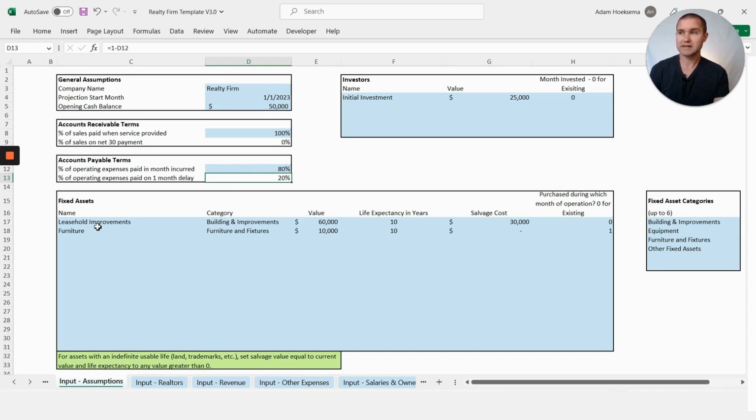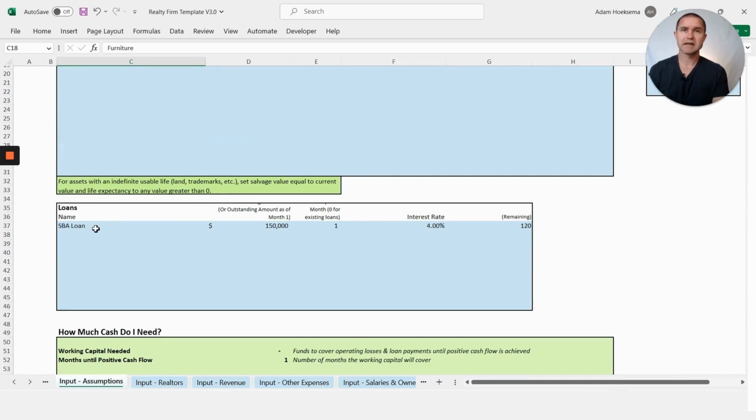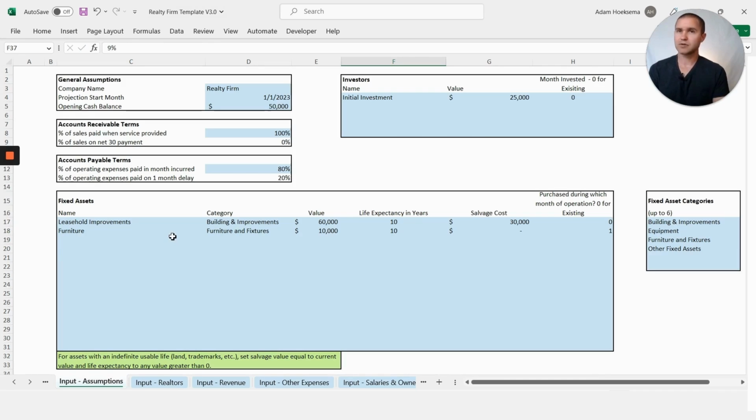All right, we also have the ability to add in fixed assets. So if perhaps you own your own office, you could actually put in a building. In this example, we have leasehold improvements. So we're assuming you're renting an office and then have put in $60,000 worth of leasehold improvements here with a life expectancy of 10 years. And we're going to spend $10,000 in furniture for the office here as well. And then we are also assuming we're going to get an SBA loan to help us with the business. So $150,000. We probably better raise these interest rates. They're much higher these days. And so that's what we're going to do on the Input Assumptions tab.